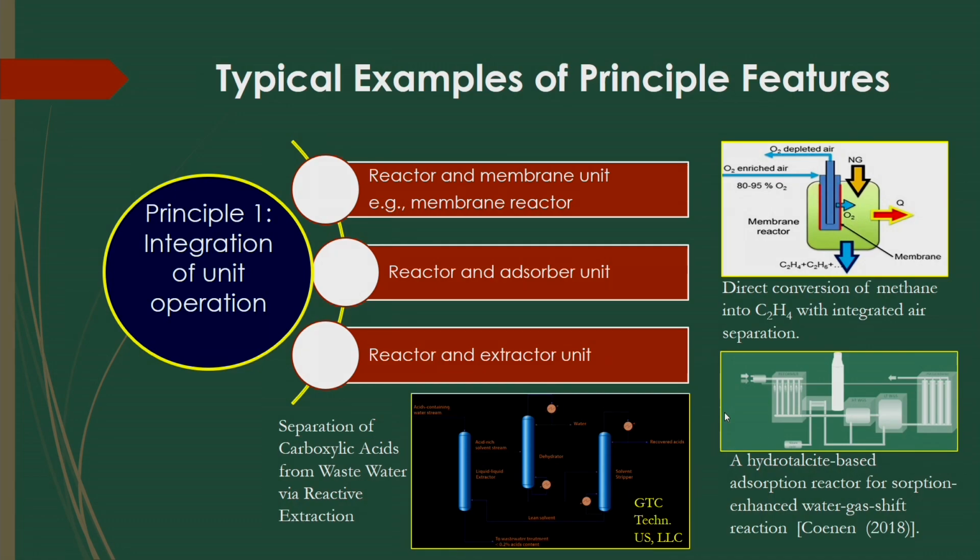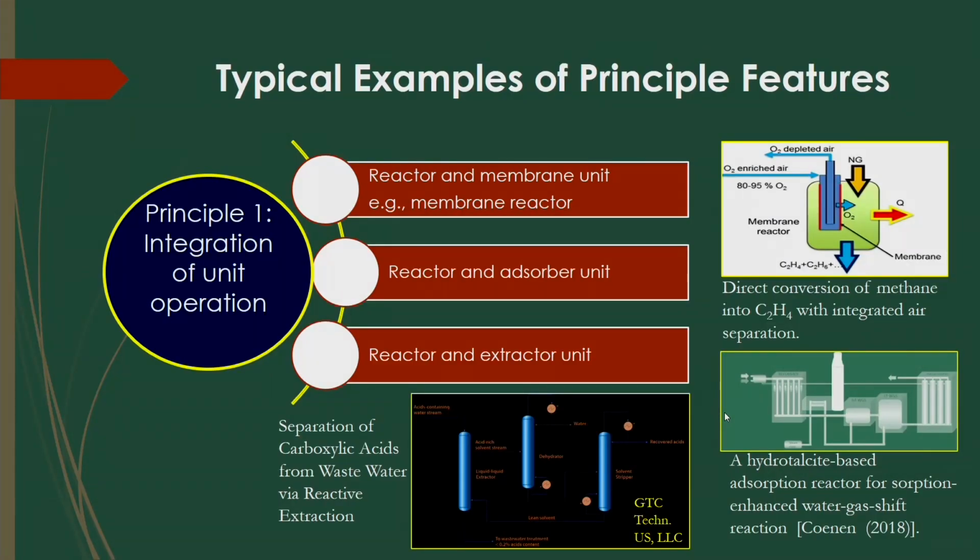Some other typical examples of the principal features of process intensification, we can divide in different ways, like several principal features. Let us see principle 1, integration of unit operations. In that case, suppose there is a reactor and a membrane unit. You can develop the membrane reactor, so that the reaction and separation both happen in that membrane reactor. Like reactor and absorber unit, some reactive absorption will be there.